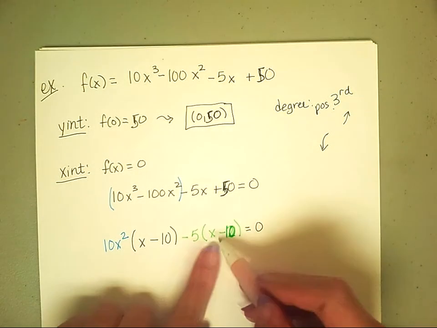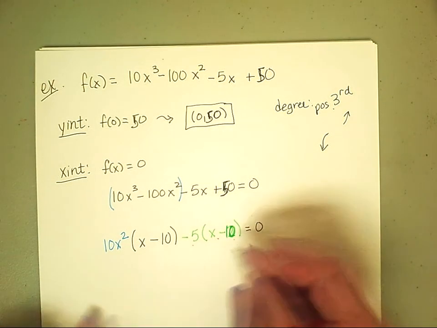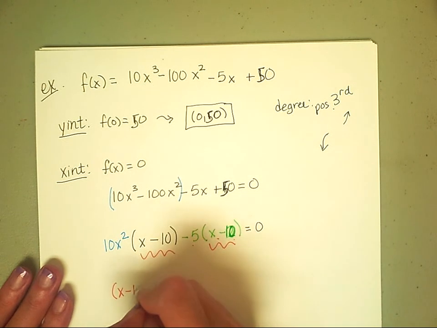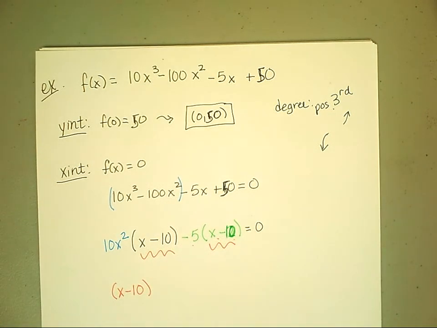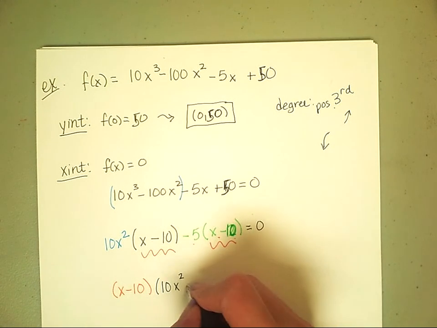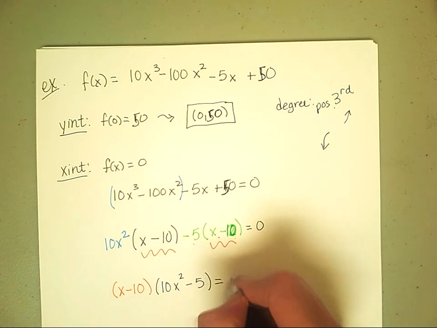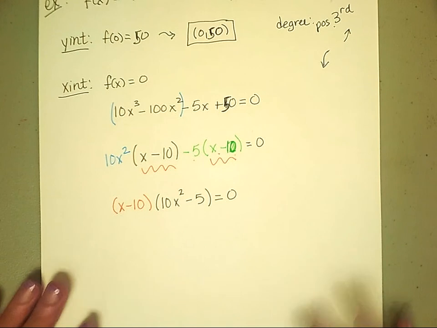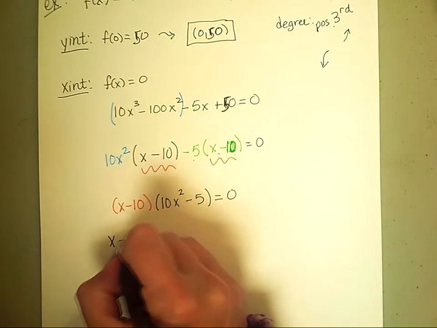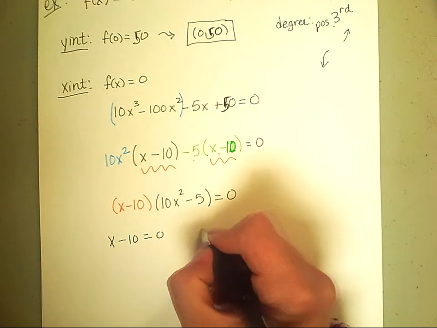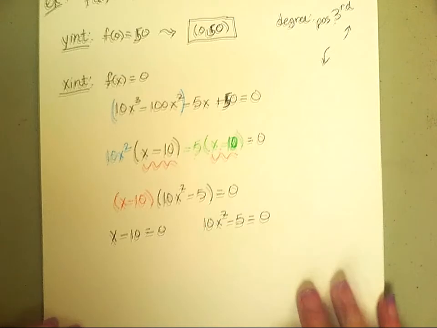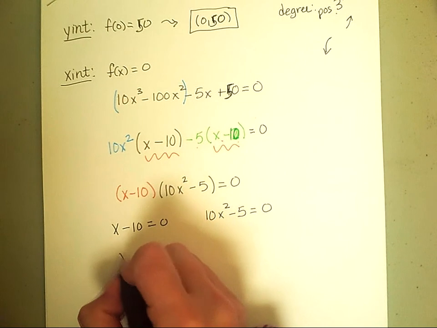Alright, now we can factor out the x minus 10, right? So negative 5 plus 50. Okay. So we can factor out the x minus 10s from each of them, and that will leave behind 10x squared minus 5 equals 0. Now we can split that up. It's x minus 10 equals 0, or 10x squared minus 5 equals 0.